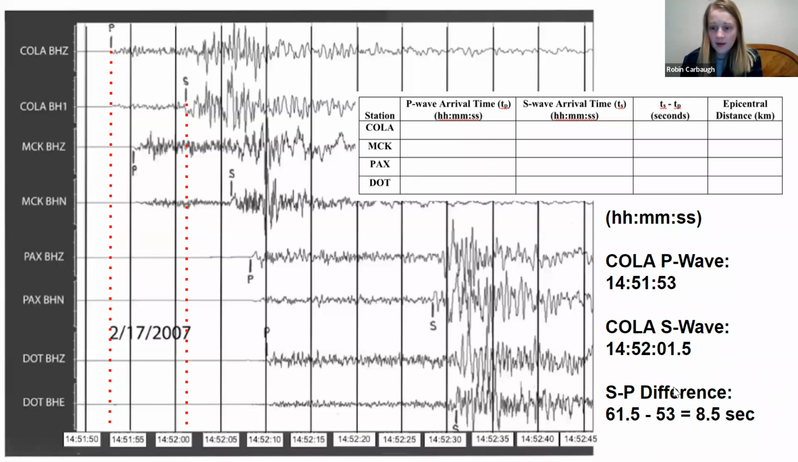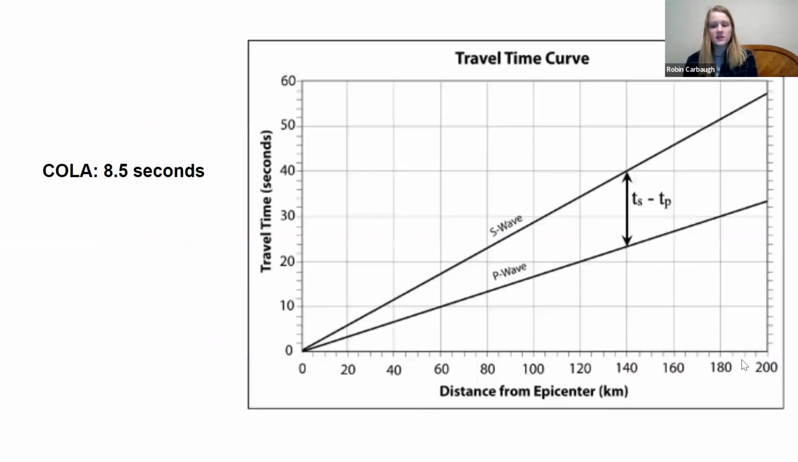So when I did it that way, I got 8.5 seconds. It might also just be easier for you to just count up, whatever works for you. But I found 8.5 seconds for the COLA station. And then once you do this for all of them, you can jump over to this image.